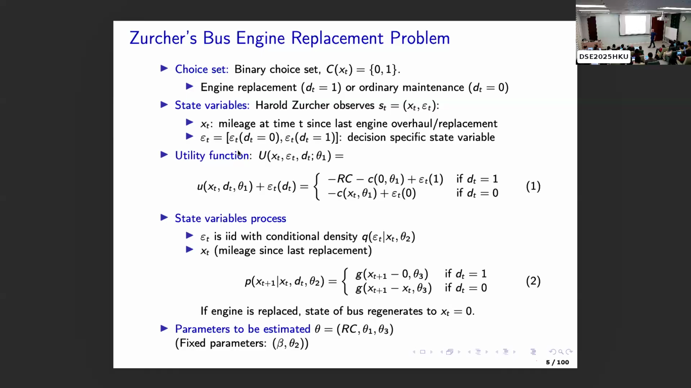Now that's just for this period, of course. You do that every period. And so now the optimal choice of replacement is weighing the saved maintenance cost you have in the future, because you regenerate that bus state to zero, versus the cost of replacing now. So in order to make that optimal choice, Harold Sucker needs to make expectations about how that future state is evolving. Okay? And you can control that partially by replacing the engine. Well, then the bus regenerates to zero.